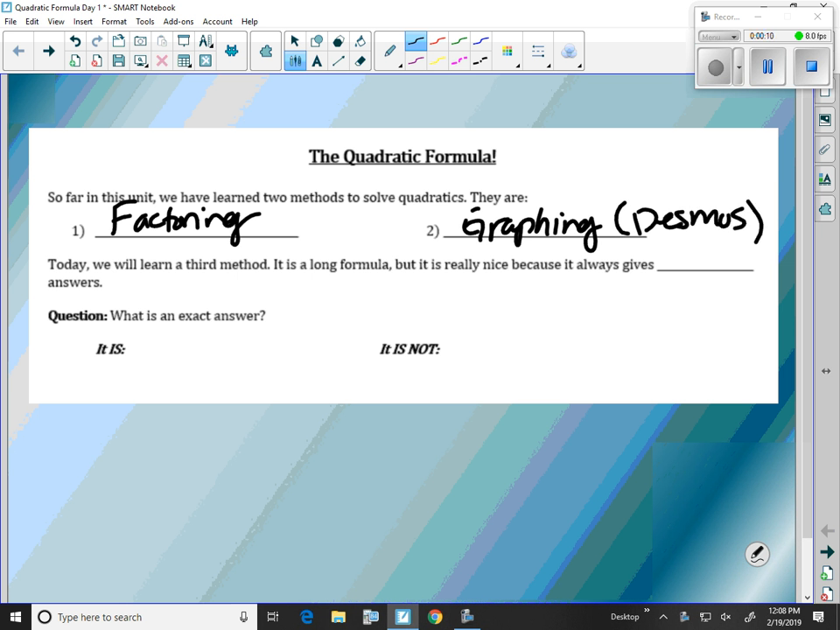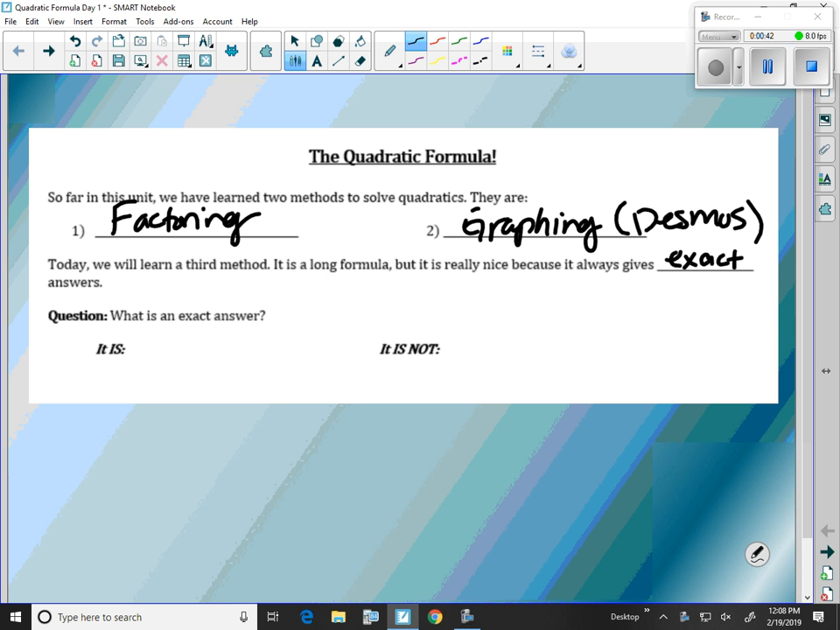Okay, which is basically Desmos. So we put it in Desmos, we found x-intercepts. We've also factored it, we found x-intercepts. Okay, today we will learn a third method, the quadratic formula. It's a long formula, but it's really nice because it always gives exact answers every single time. It doesn't matter if it's whole numbers or a fraction or whatever it is, it will give you exact answers, which is really, really nice.